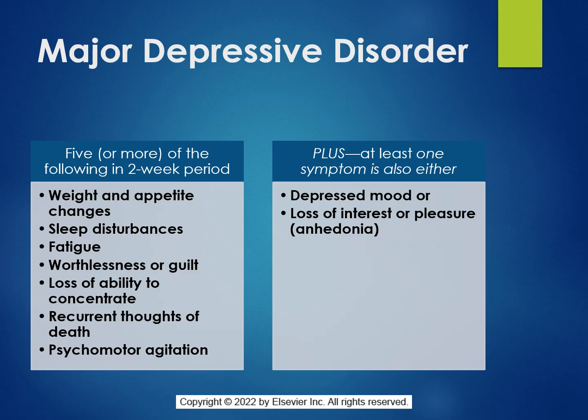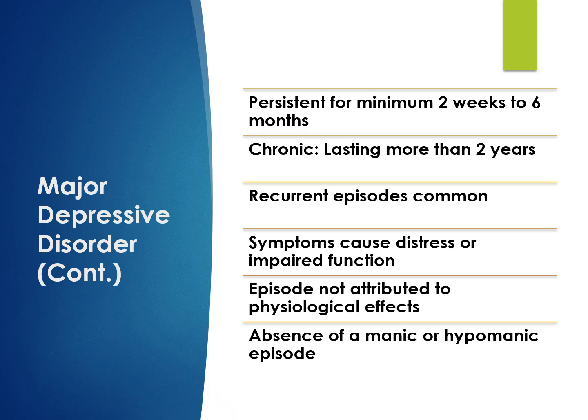Major depressive disorder. Major depression requires 5 or more symptoms within a 2-week period. These symptoms include appetite or weight changes, sleep disturbances, fatigue, feelings of worthlessness, poor concentration. They may have thoughts of death, psychomotor agitation, and at least one symptom must be depressed mood or loss of pleasure, called anhedonia. Symptoms must last at least 2 weeks.